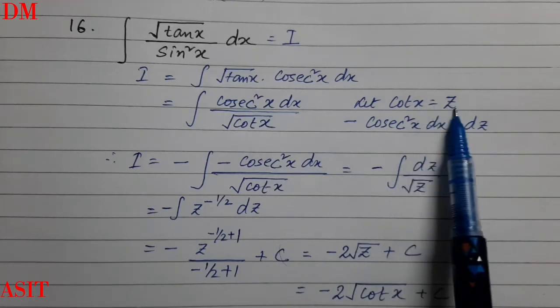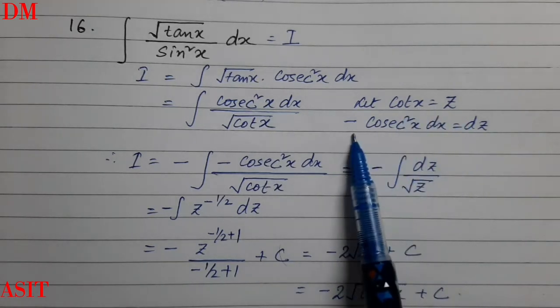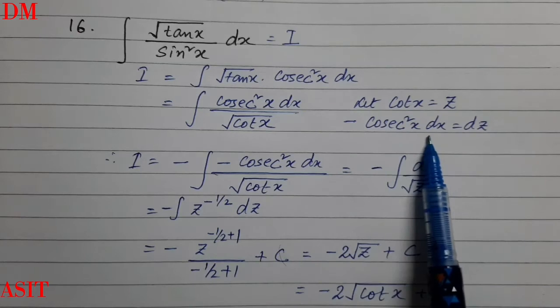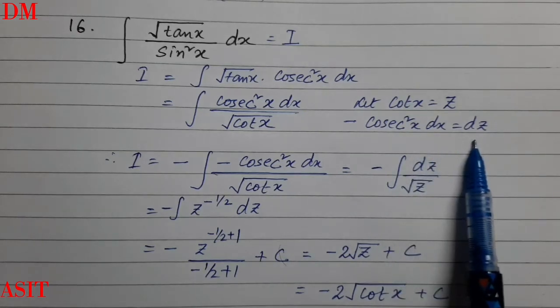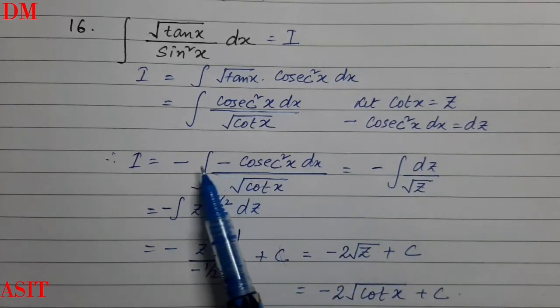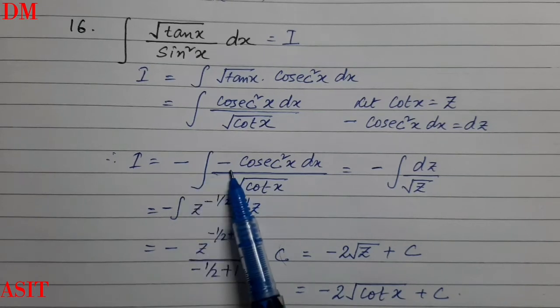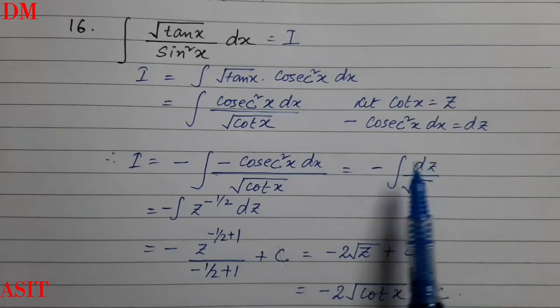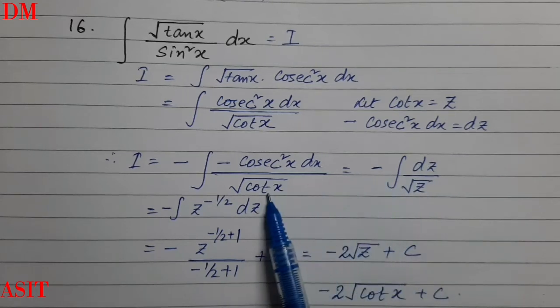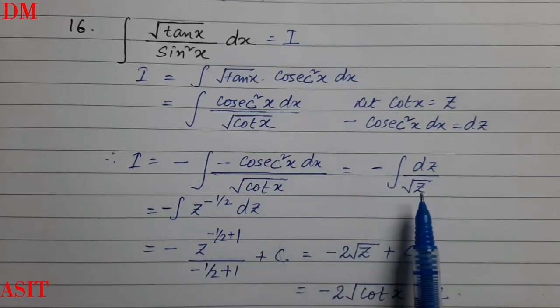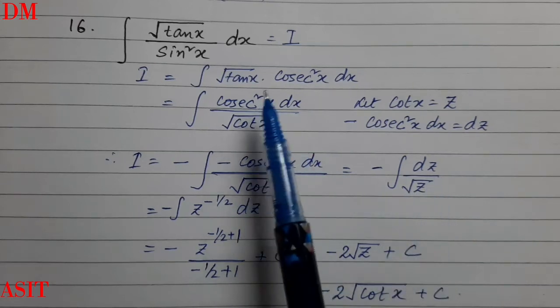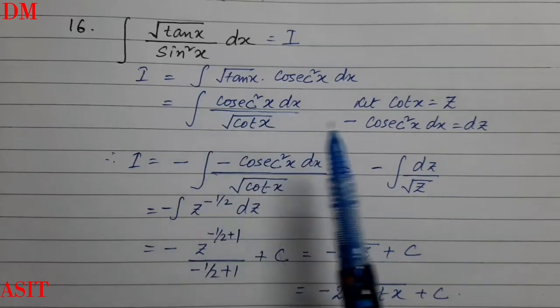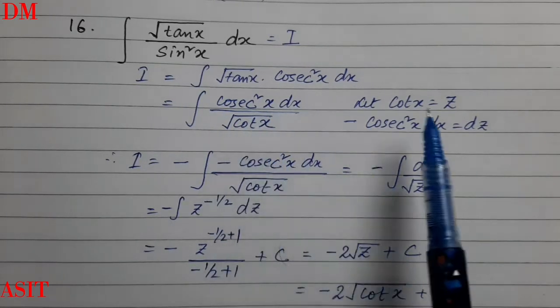So now let me consider cot x as z, so it will be minus cosecant square x dx, which is equal to dz. Now we have to adjust the negative sign, so minus into minus cosecant square x dx will become dz. So minus is outside, and root cot x will become root z.